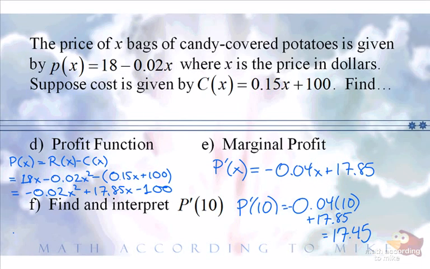So, interpretation. So the approximate profit from selling the 11th bag would be $17.45. What's the other way of saying it? Profit is increasing by per bag when the 10th bag is sold. Very good. Profit is increasing by $17.45 per bag when the 10th bag is sold.